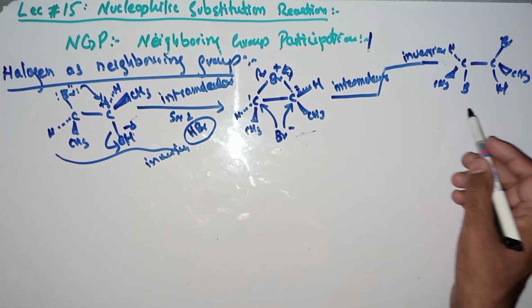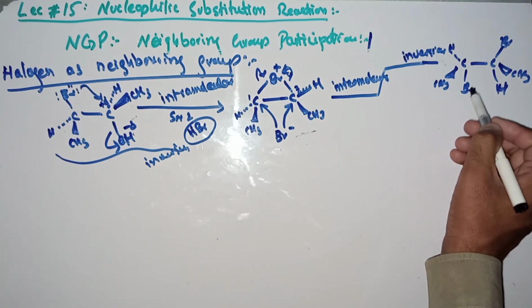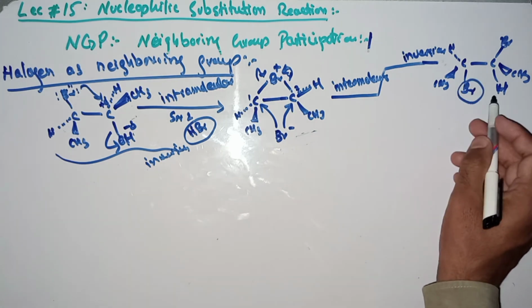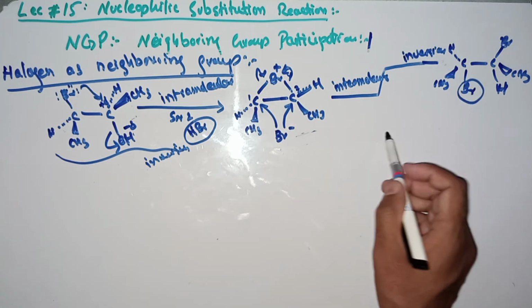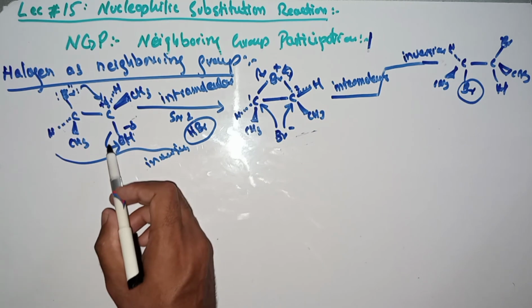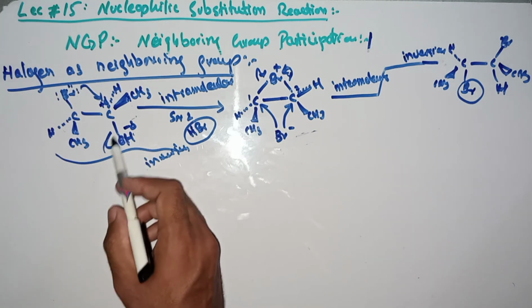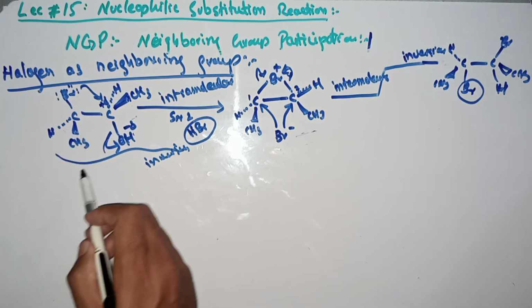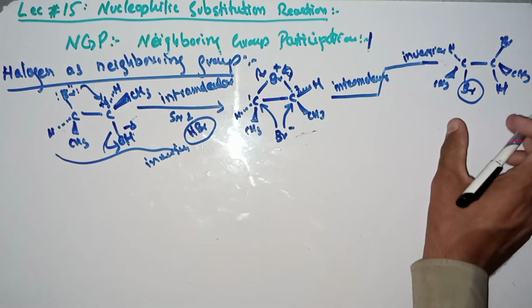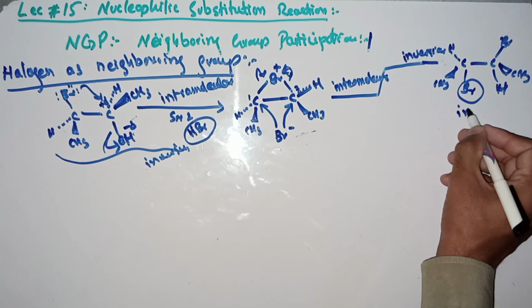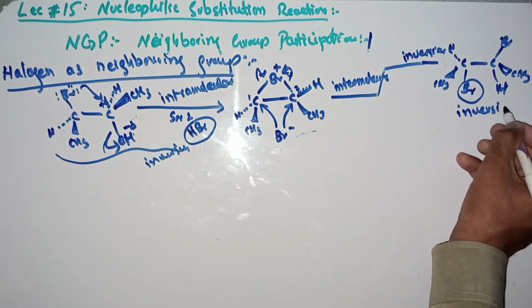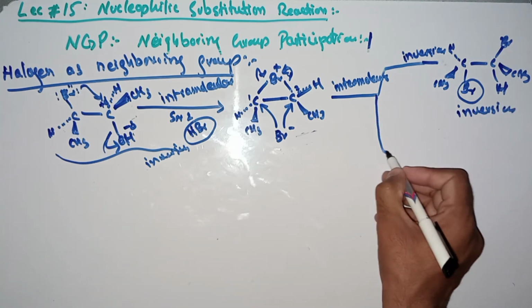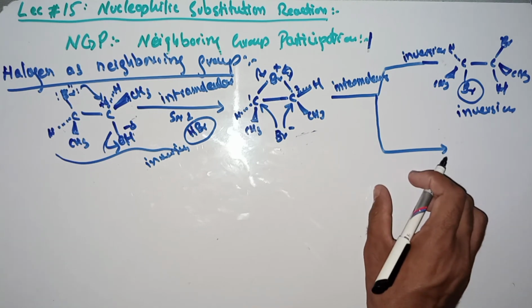So let's see that the Br is attacked from the opposite side to the original position of the carbon where the OH bond or the leaving group left the system. So it is opposite to this system. So that's why the final product will be the inversion product. The final product in the mixture will be the inversion product. So it also produces the retention product.